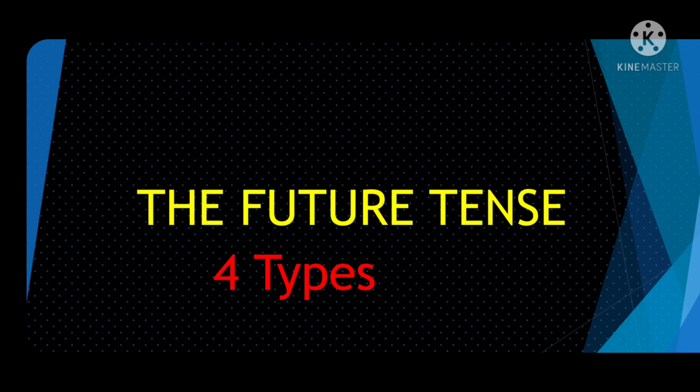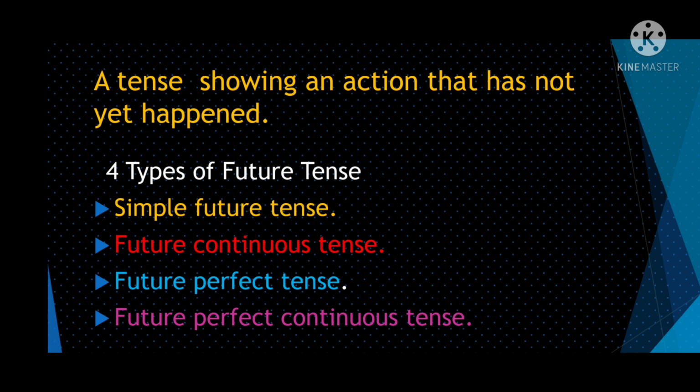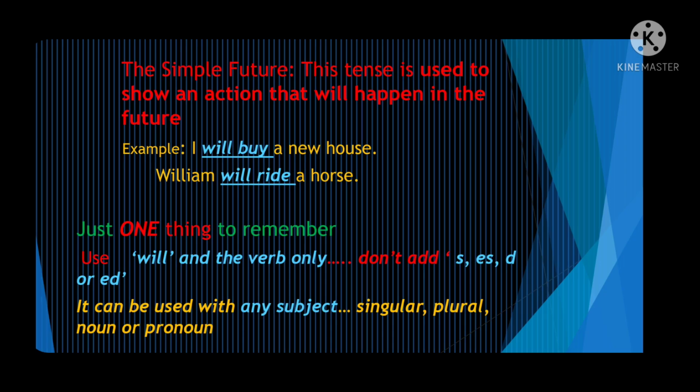Let's learn the four types of future tense. The future tense shows an action that has not yet happened. There are four types: simple future tense, future continuous tense, future perfect tense, and future perfect continuous tense.